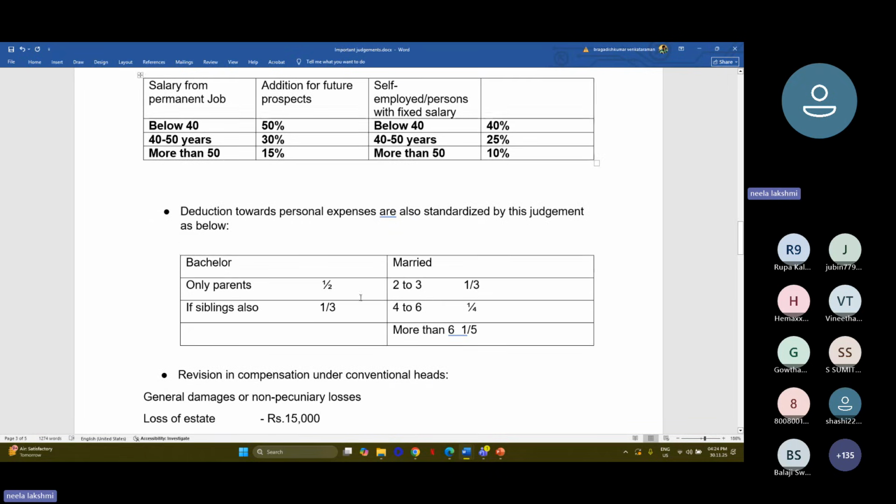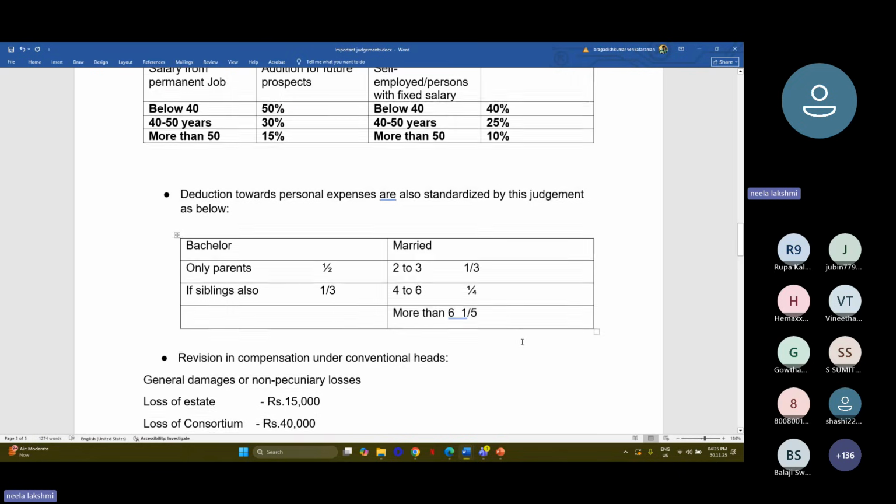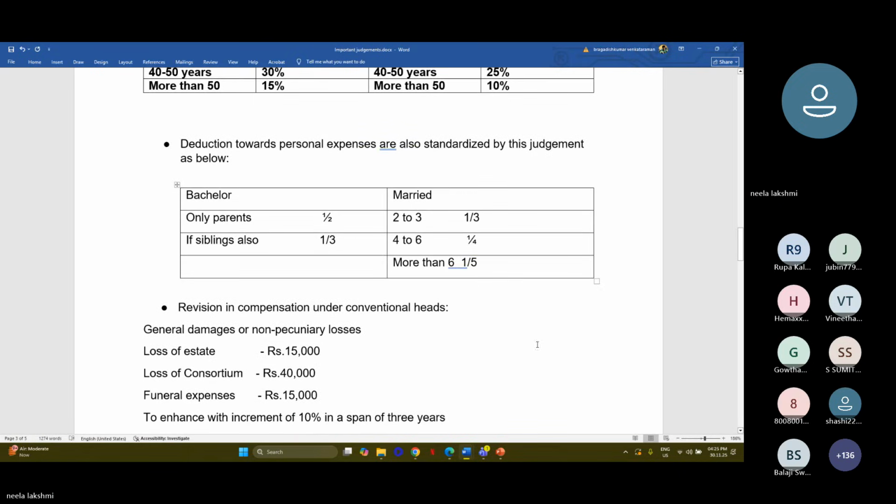Next, the multiplicand, which we saw in the Sarala Varma case, and the deduction towards personal expenses are also standardized by this judgment. It gave a table for a bachelor, only parents. For a married person, how many dependents are there? It is like this. It is standardizing the personal expenses also.